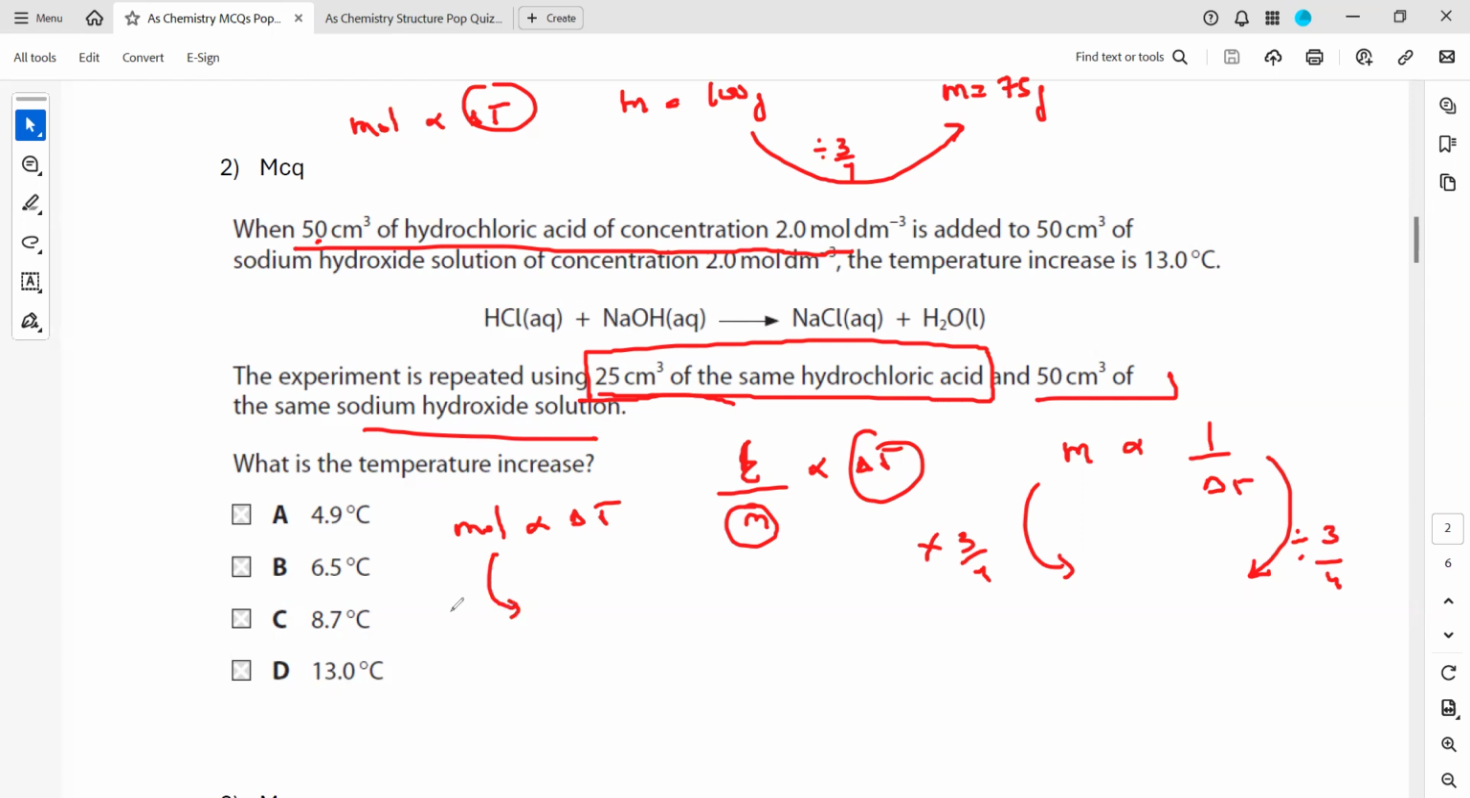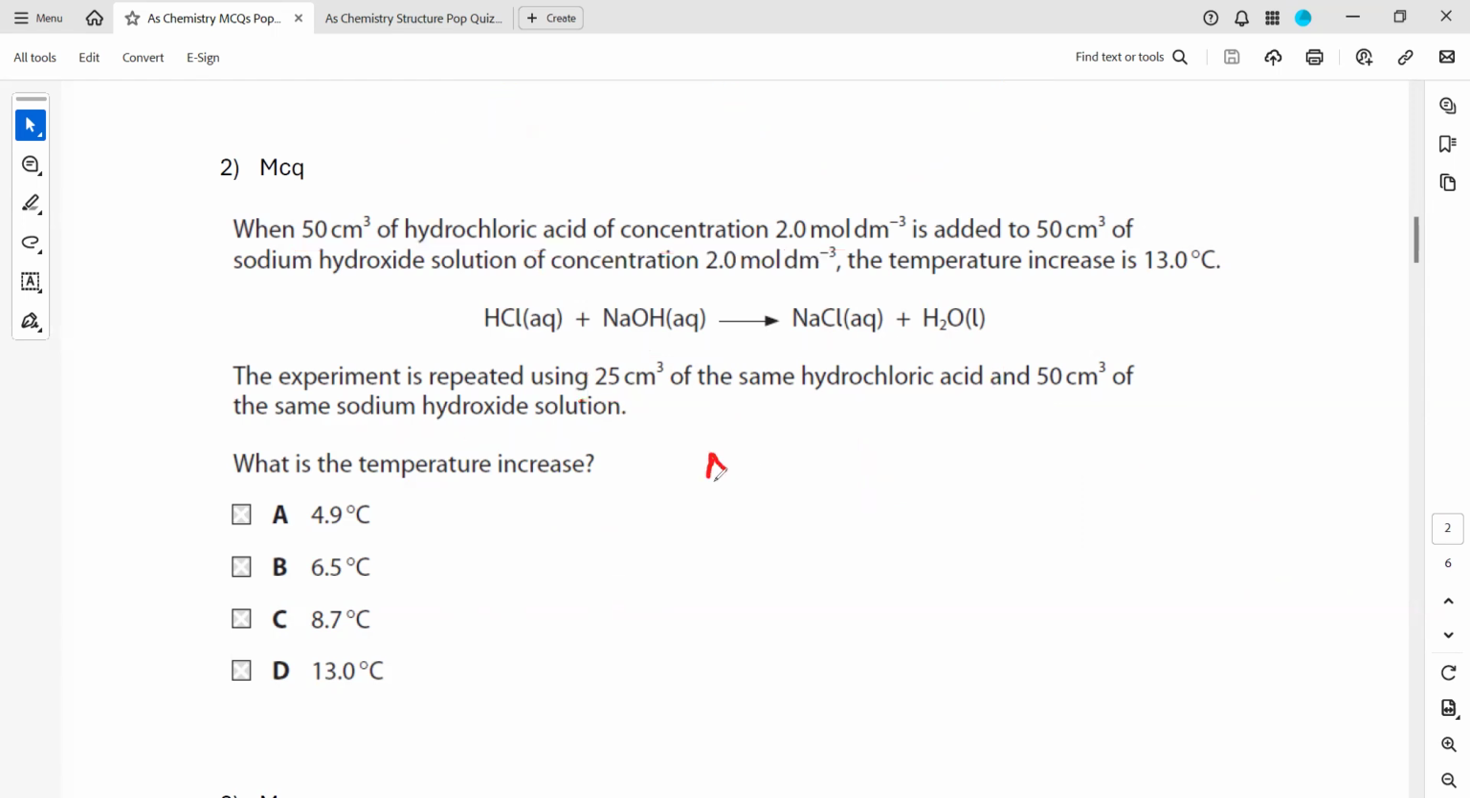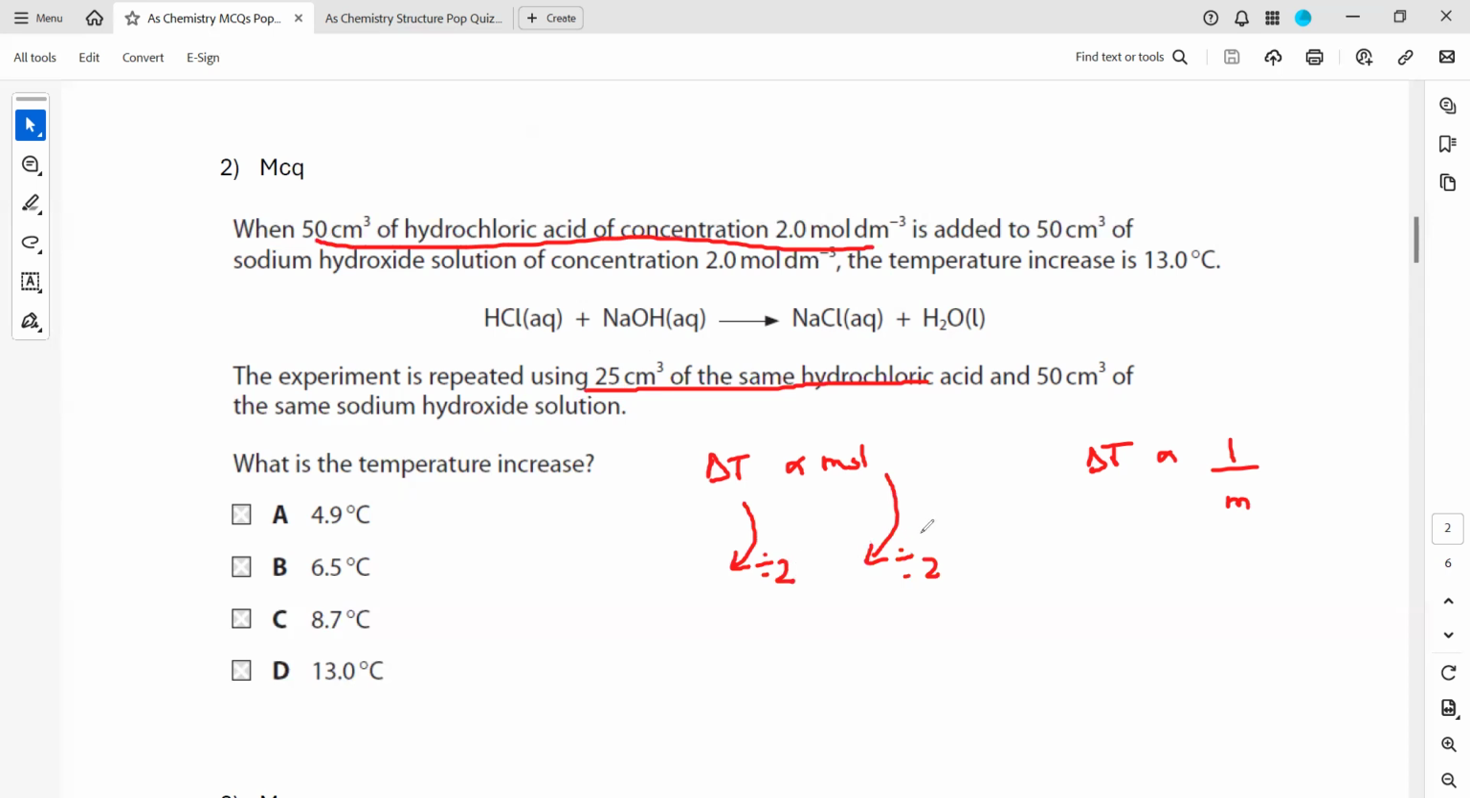So if the moles become half, if the moles is divided by 2, what will happen to temperature change? The temperature change will also be divided by 2. So in short, the relation between the temperature change and the moles is direct, and the relation between the temperature change and the mass of solution is inverse. In the first experiment, we use 50 cm cube, 2 mole. In the second experiment, we use 25 cm cube and the same concentration. This will definitely have half the moles, so the temperature change will be half. And what happened to the mass?